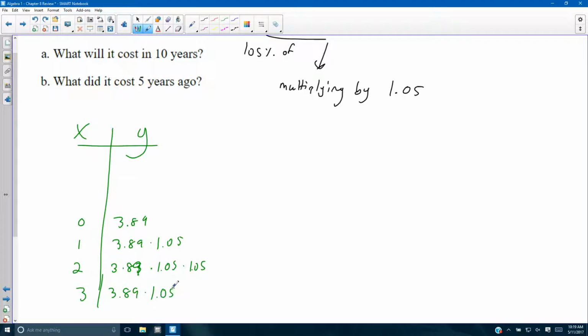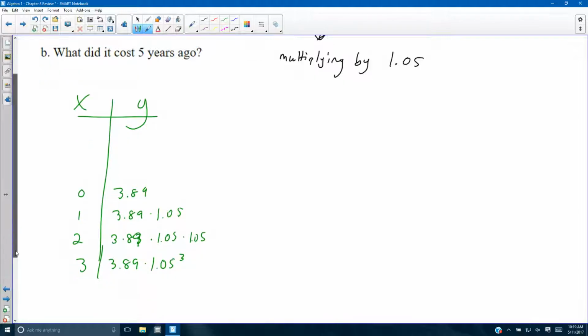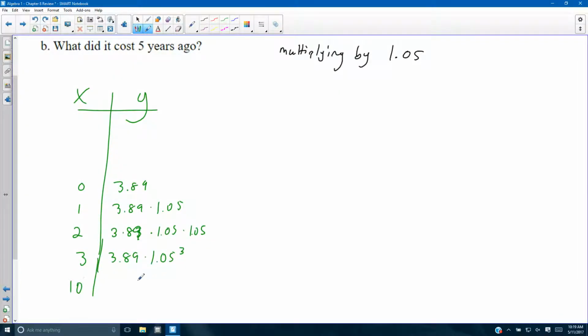What's another way of writing 1.05 without writing these over and over? Well, this is 1.05 to the first power. This is 1.05 squared. This is 1.05 cubed. If I want to find year 10, you take the year number and multiply by 1.05 that many times. So year 10 will be 3.89 times 1.05 to the 10th power.